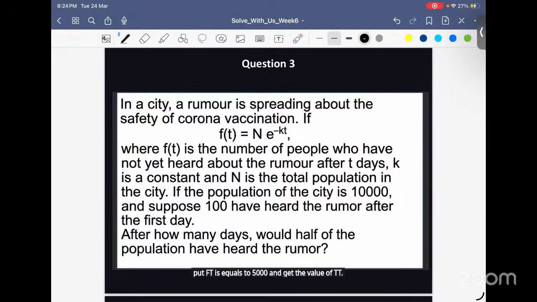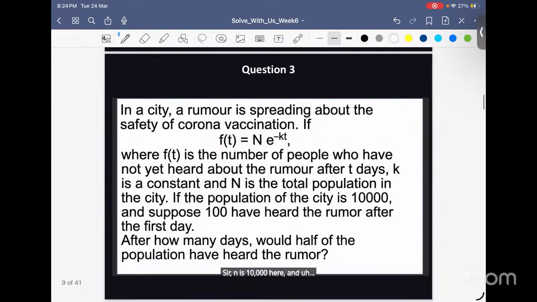Sir, N is 10,000 here and 100 have heard, so we can subtract 10,000 minus 100, that is 9,900, that would be ft. First, we have to find the value of k, right? N is the total population, so 10,000, 9,900 is equal to 10,000 e to the power k, where k is a constant, and t we have to find.